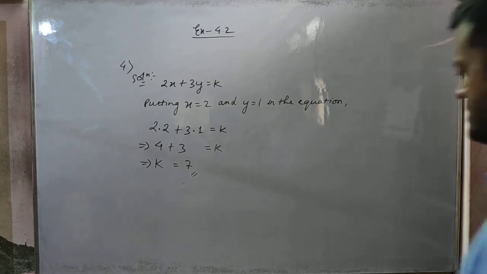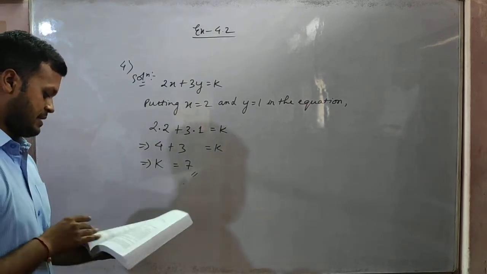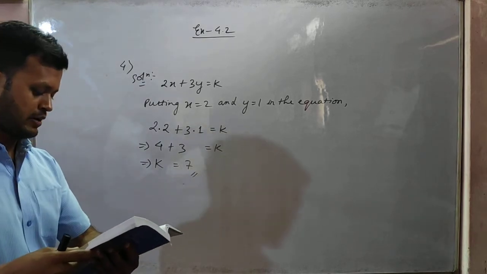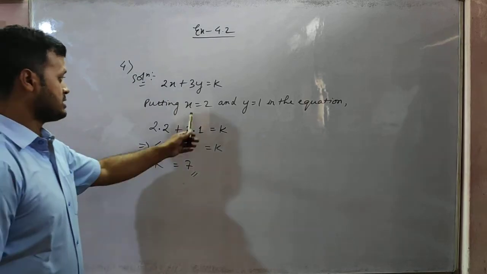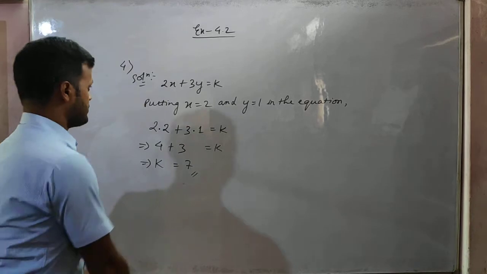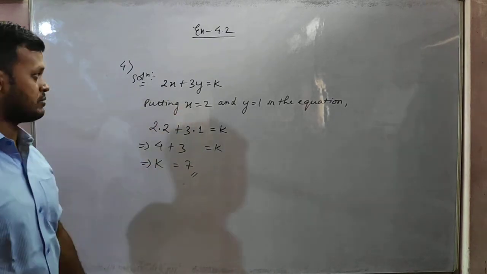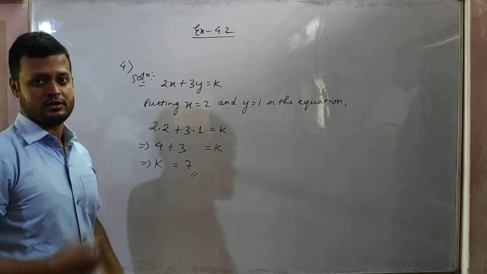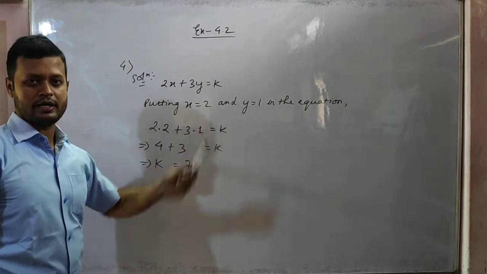So students, we have to find the value of k. It is given in the question: find the value of k if x is equal to 2 and y is equal to 1 is the solution of the equation. That means x is equal to 2 and y is equal to 1 is the solution of this given equation. So if it is the solution, then putting x equal to 2 and y equal to 1 in the equation, we can put the value of x and the value of y in this equation, isn't it?